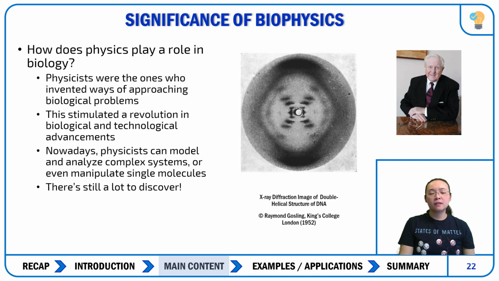Maurice Wilkins. Maurice Wilkins then showed this picture to James Watson, who immediately recognized it as proof of a double helix or helical structure, and he put two and two together with Francis Crick to discover the structure of DNA. So tiny things can add up to really big discoveries, and the discovery of the DNA double helical structure wouldn't have been possible without a physicist behind all of it.